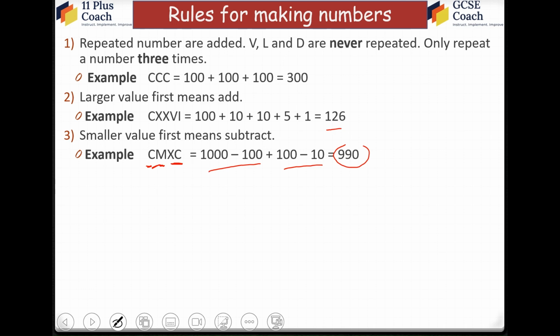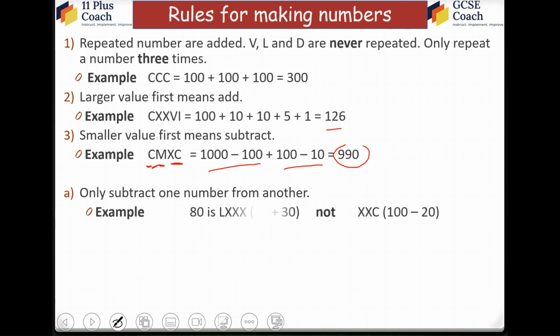The fourth rule is only subtract one number from another. That means you can only take one number from another at any one time. An example would be 80. The number 80, for example, is LXXX.